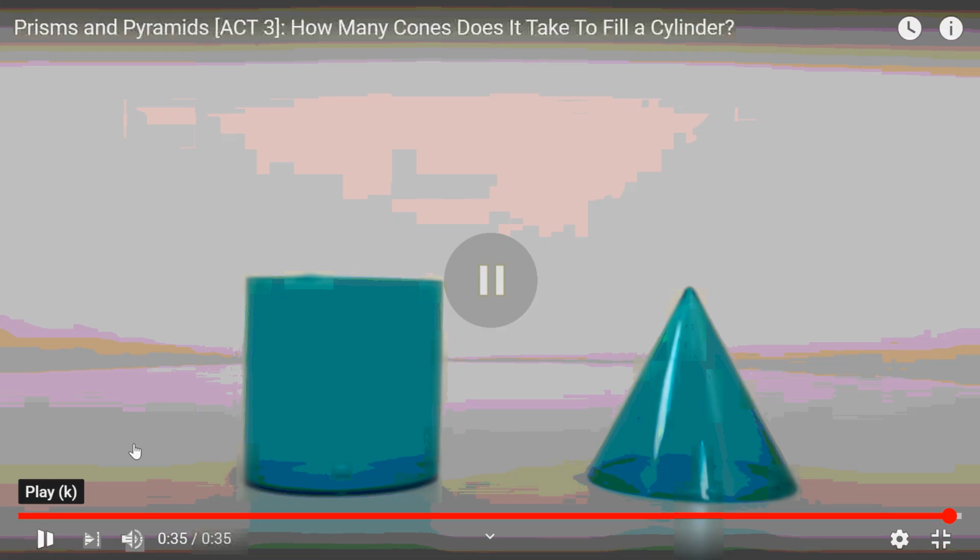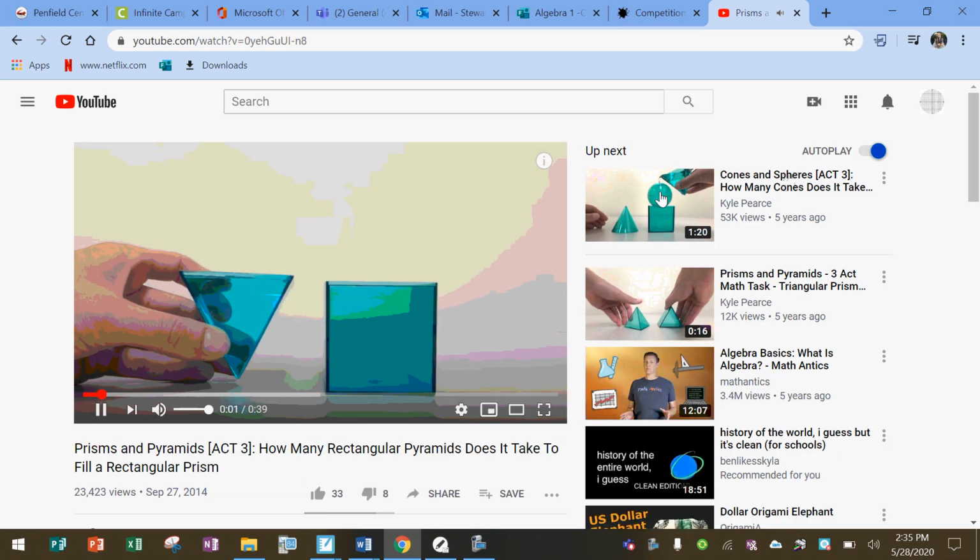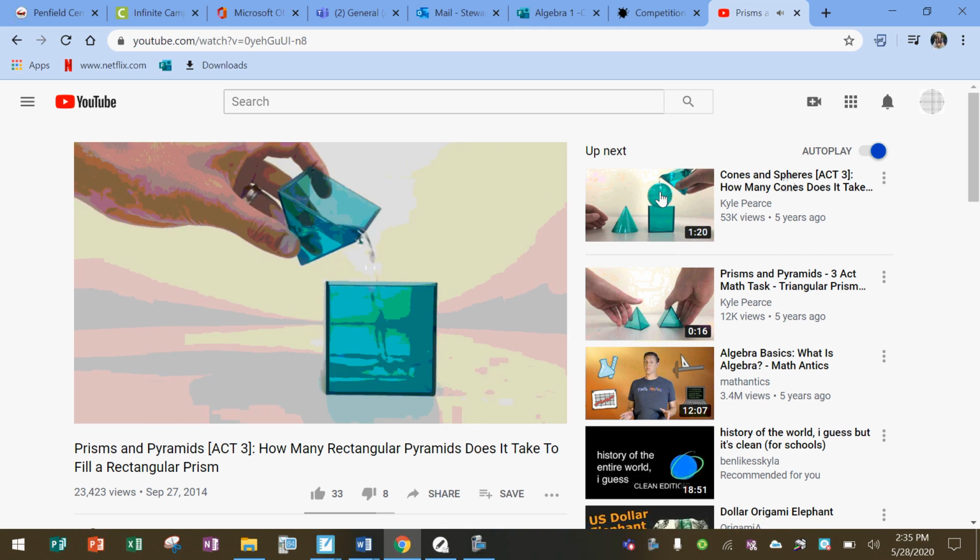So what you're seeing now is a cylinder and a cone that have the same height and the same diameter and same radius for the base. What you're seeing is that the cone can be filled exactly 3 times in order to fill up the cylinder. So the volume of the cone is 1/3 the volume of the cylinder. This also works for pyramids that do not have circular bases.